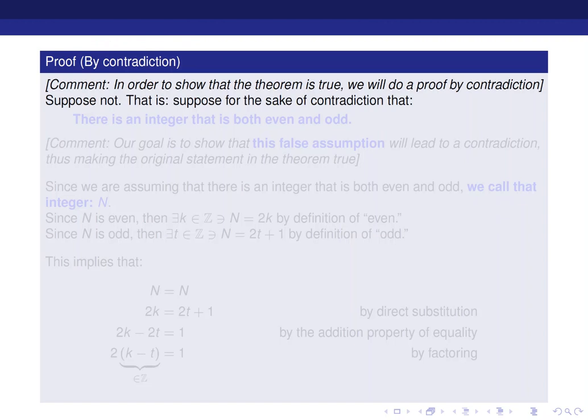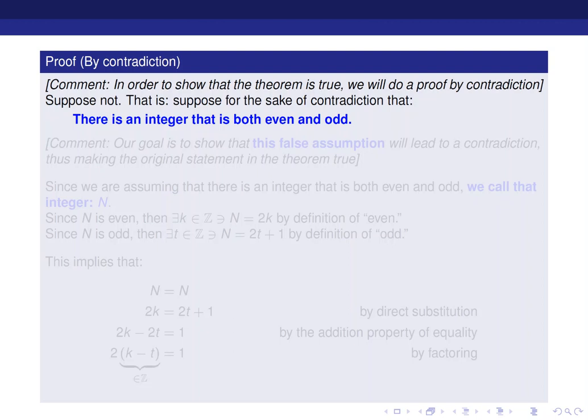And what do I mean by suppose not? I mean that we want to suppose, for the sake of contradiction, those words just mean that we want to suppose so that a contradiction will happen eventually. We want to suppose that there is an integer that is both even and odd. Now this is some sort of crazy nonsense.